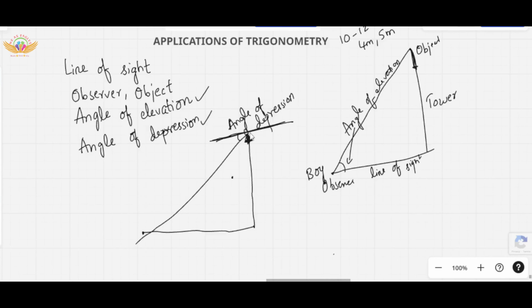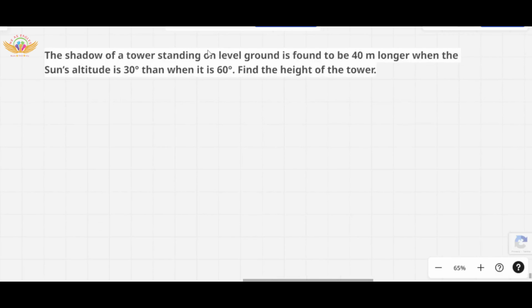These are the very important terms to remember, and let us solve the questions. While solving the questions, you will be able to understand more clearly about these terms. Yes, the question is here. The shadow of a tower standing on a level ground. First, let us draw the level ground.